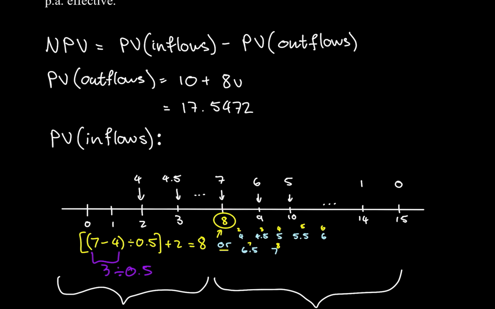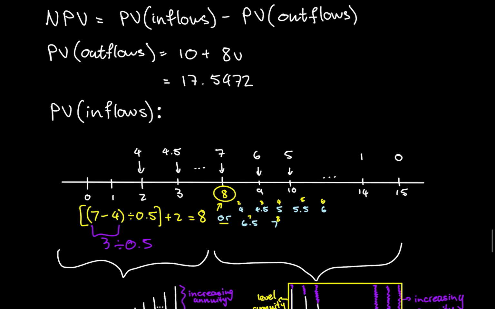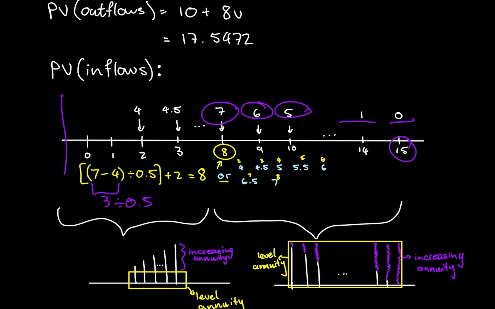Then we're told that after which the payments will reduce by 1 million each year. So that's simple enough. We go from 7 to 6 to 5 all the way to 0 at time 15. Okay, so now that we have an understanding of what the cash flow looks like, we can go ahead and try and figure out a relevant present value formulae.